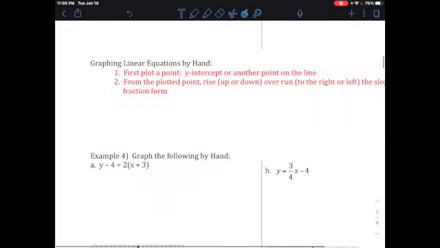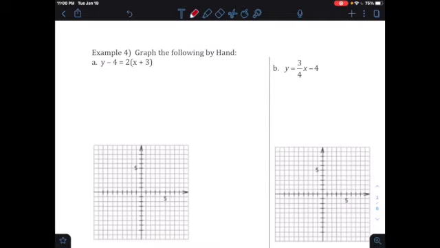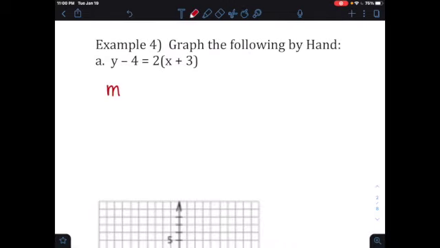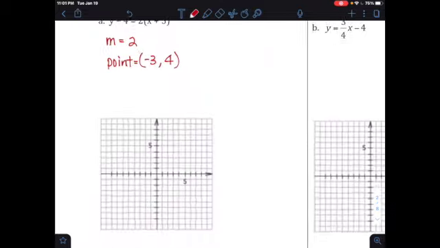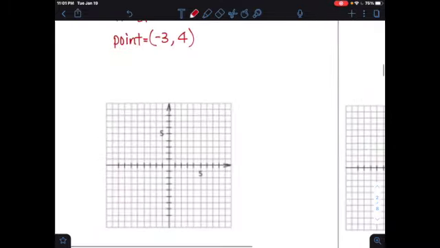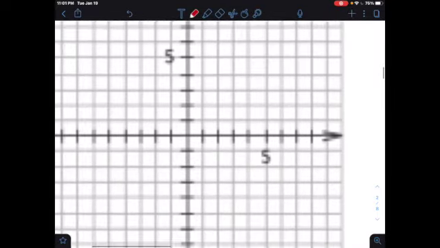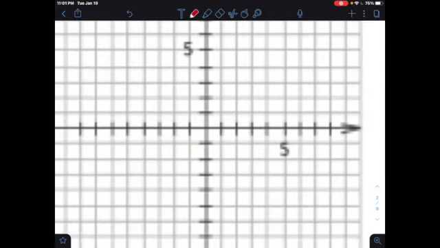So now let's graph them. Example 4, I would like you to write down m equals 2, the point is equal to the opposite of the x, which is negative 3, and then the opposite of the y1, which is a negative 4, so it's positive 4. The way we're going to graph it is we start with negative 3 and 4. So negative 3, 1, 2, 3, positive 4, 1, 2, 3, 4. And then there's our first point.